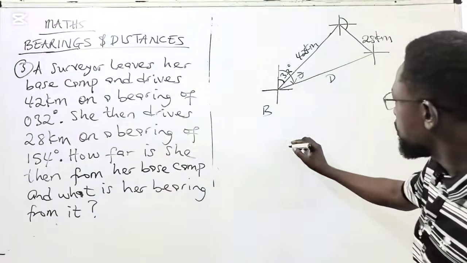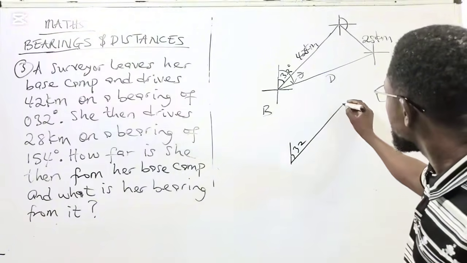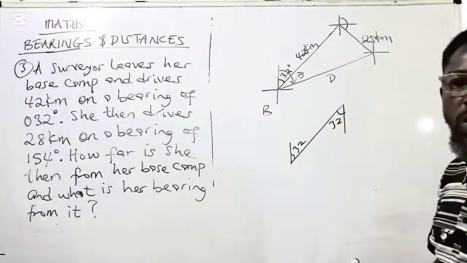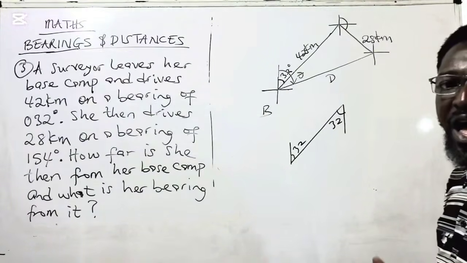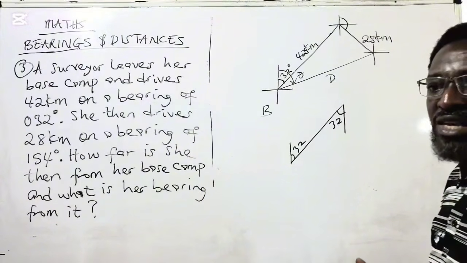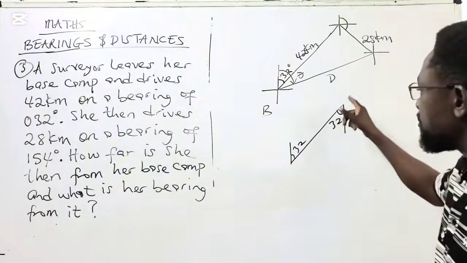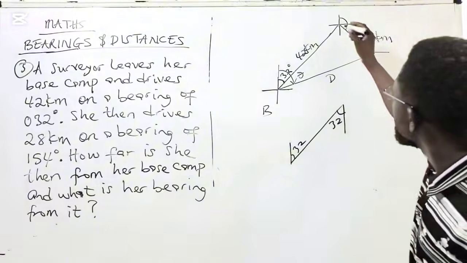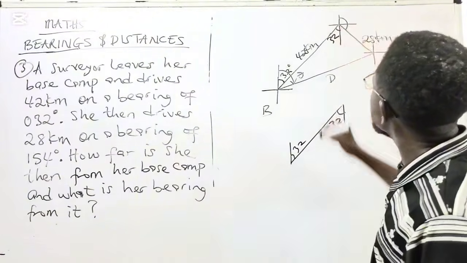So now the 32 is somewhere like this. And then we have this one. This angle is also going to be 32 degrees. That's alternate angles. Alternate angles are equal. That's from angles and lines. There's a rule that says alternate angles are equal. Alternate angles are angles in the form of the letter Z. So here is 32. This inner part is also 32.